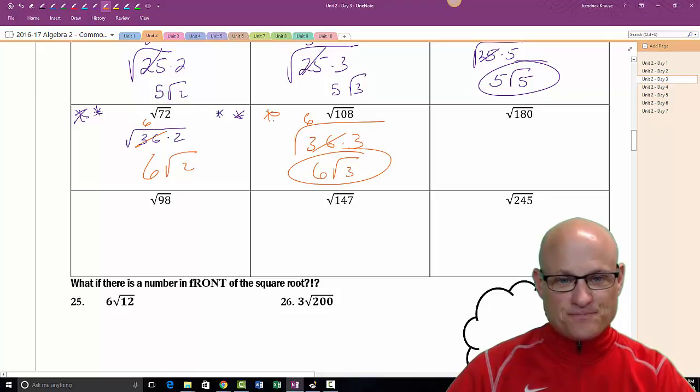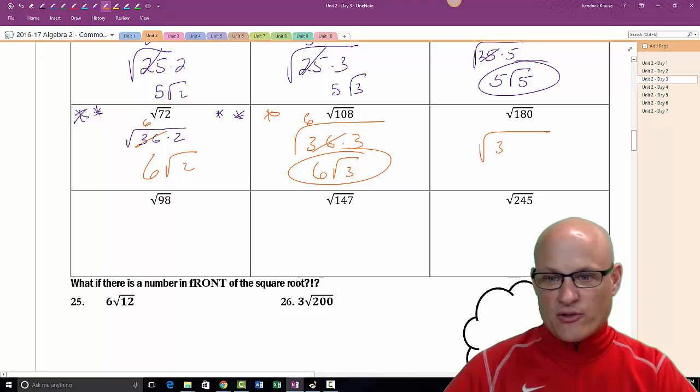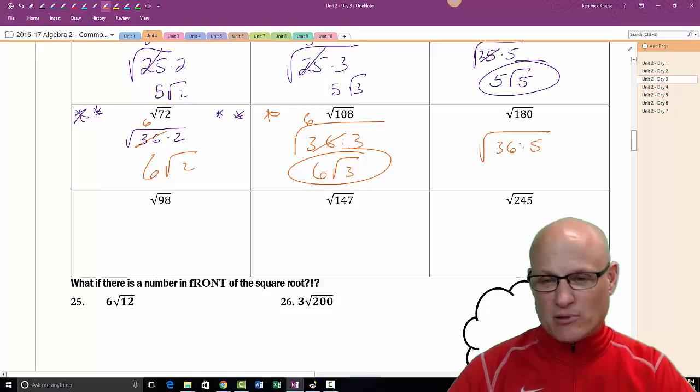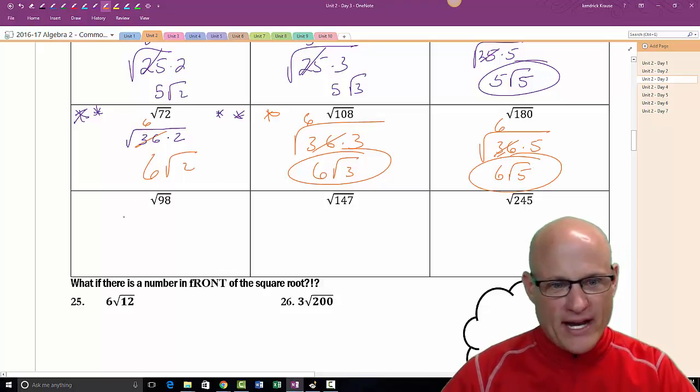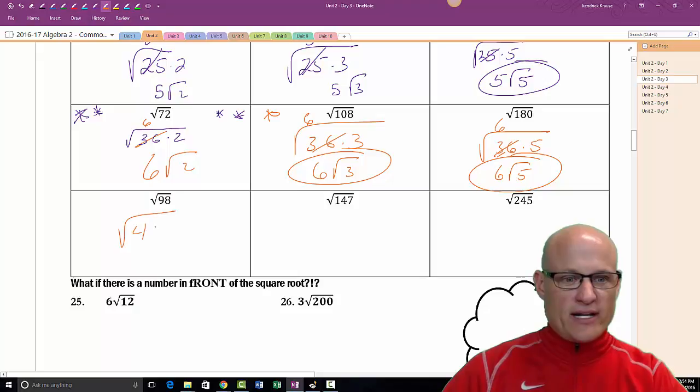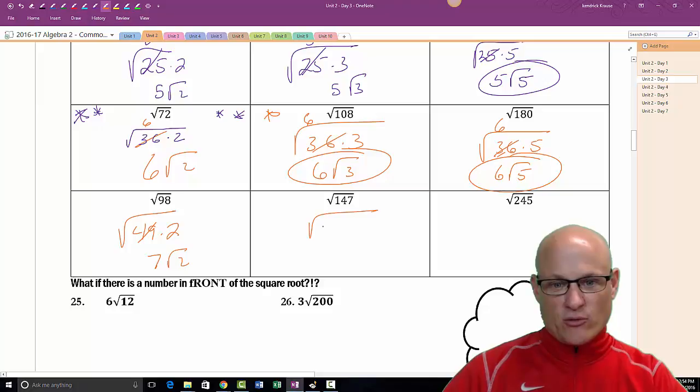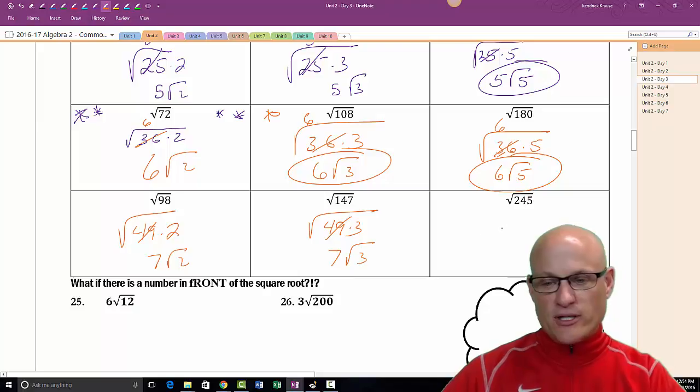This one's asked a lot too. This is the square root of 36 times 5. Again, I can't do times 4 because that's 144, and that's a perfect square. Square root of 36 is 6, so 6 square roots of 5. And finally, the weird one, 49. This is the square root of 49 times 2. Square root of 49 is 7, so 7 square roots of 2. This is the square root of 49 times 3, 7 square roots of 3. And this is the square root of 49 times 5, 7 square roots of 5.